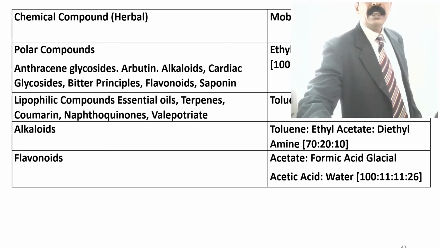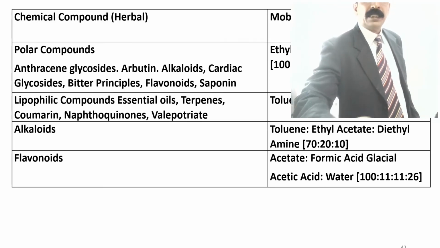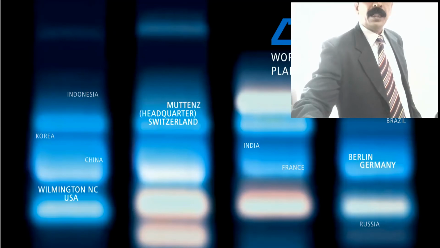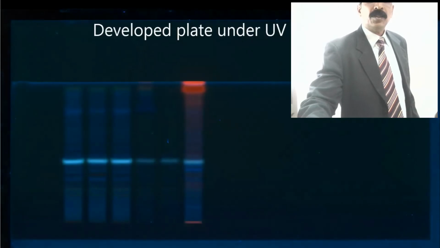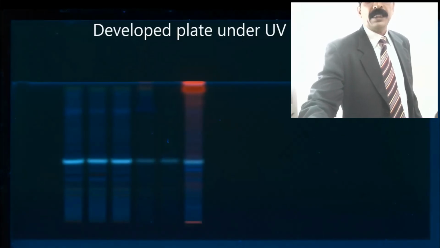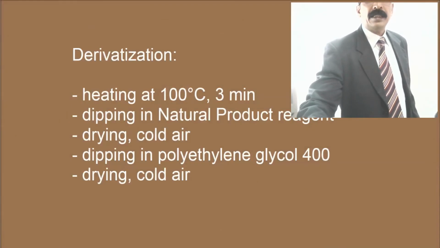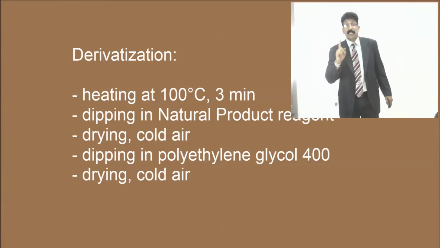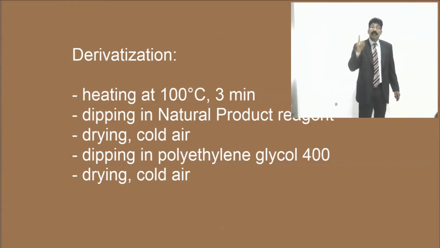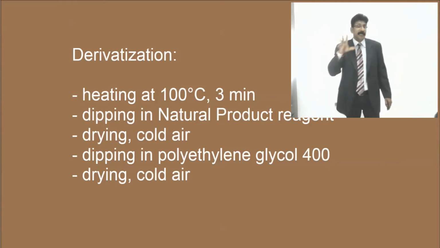Derivatization means, you can see here, this is the plate developed, and now the next step we are going for derivatization. Derivatization means heating the plate at 100 degrees centigrade for 3 minutes and dipping it in a natural product reagent. There are some reagents which will cover this.